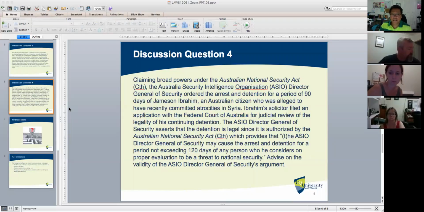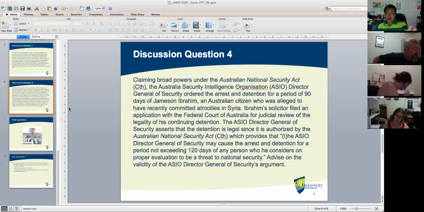The ASIO Director General of Security asserts that the detention is legal since it is authorized by the Australian National Security Act, Commonwealth. So there is an authority which provides that the ASIO Director General of Security may cause the arrest and detention for a period not exceeding 120 days of any person who he considers on proper evaluation to be a threat to national security. So there is a law. There is a positive law that authorizes the Director General of Security of ASIO to make this decision and action. Advice on the validity of the ASIO Director General of Security's argument.